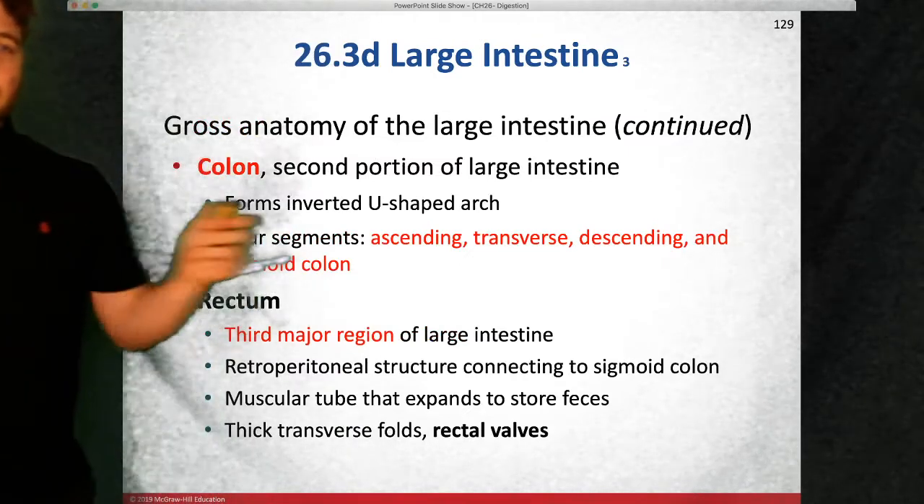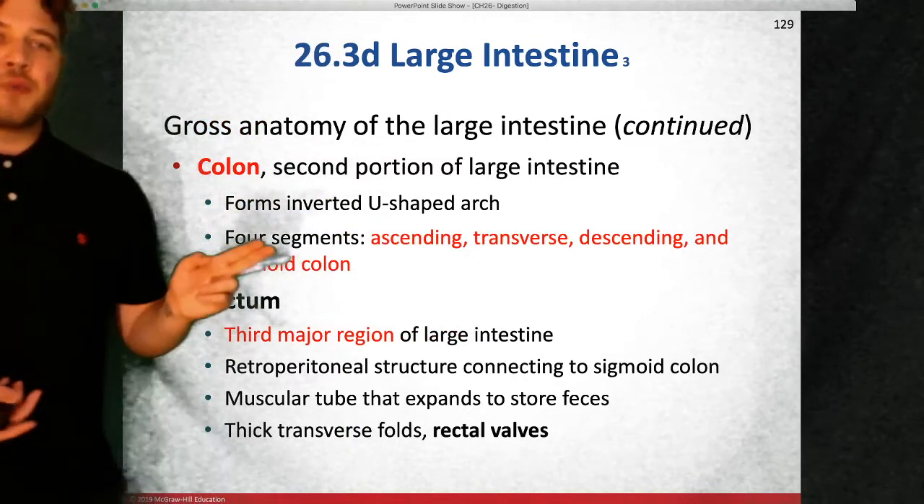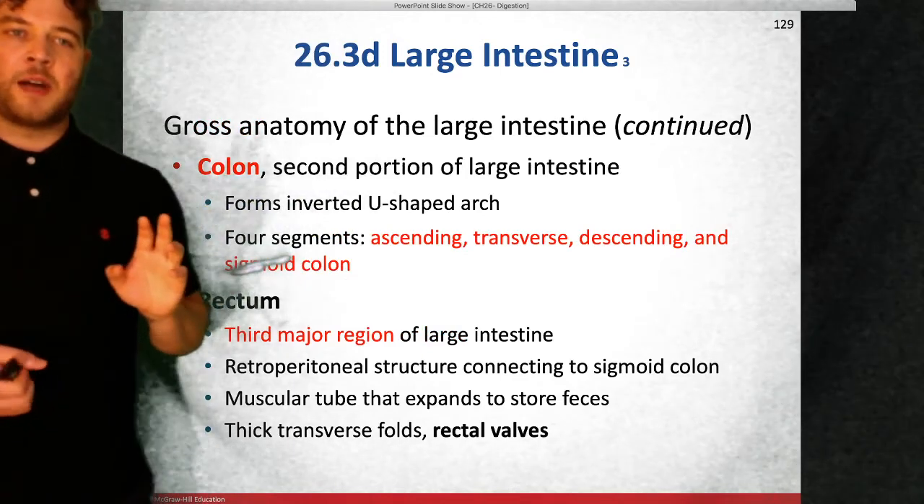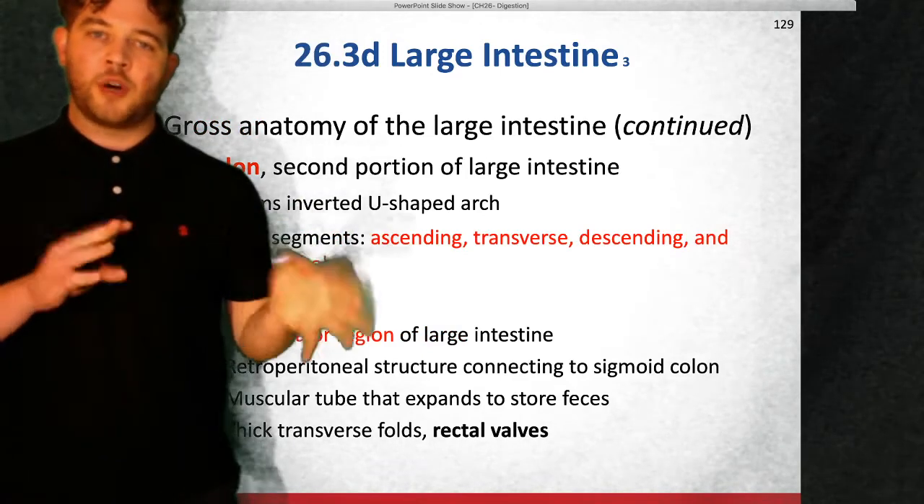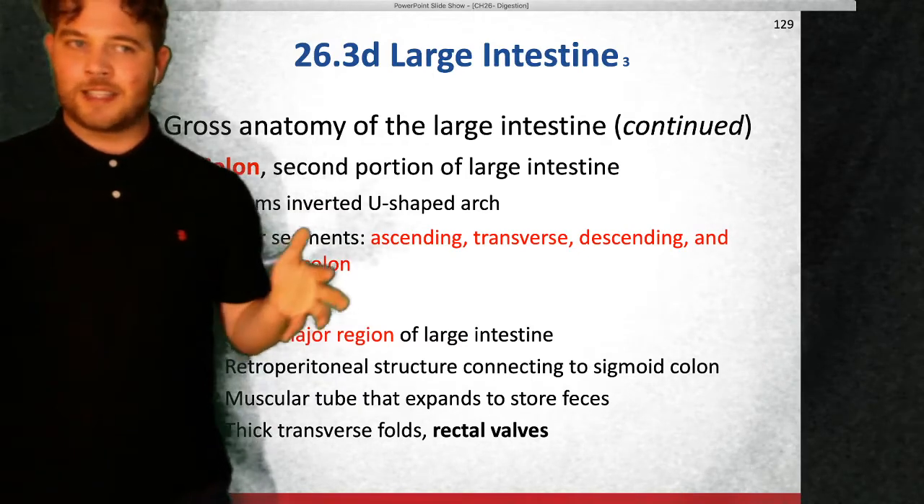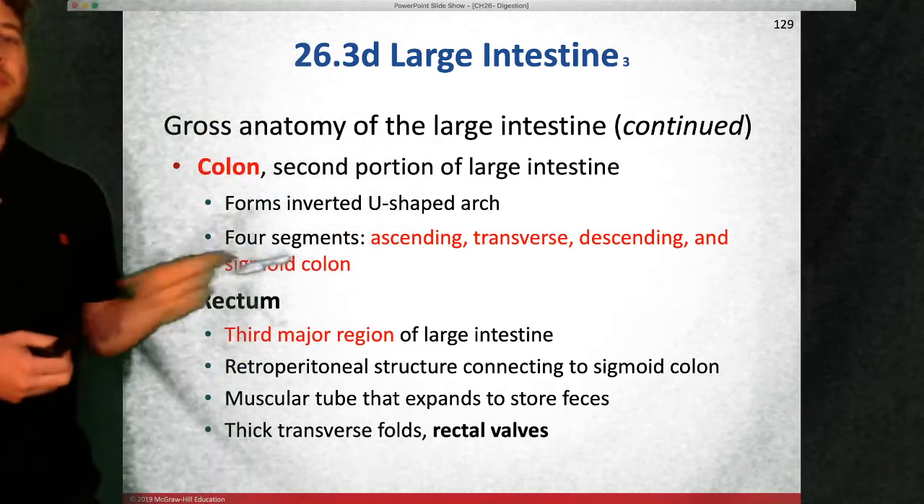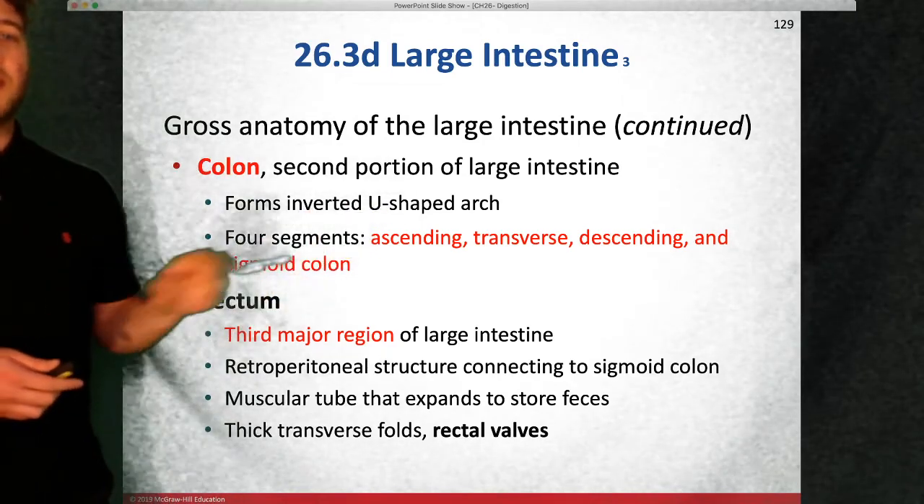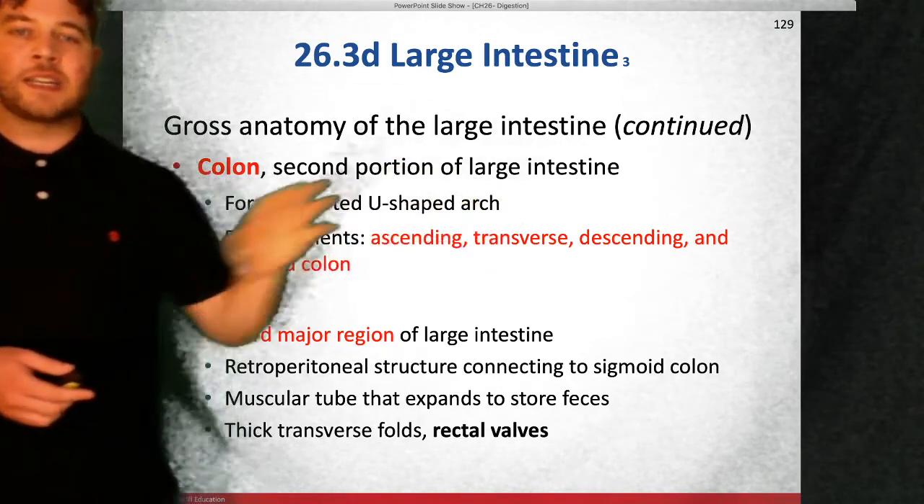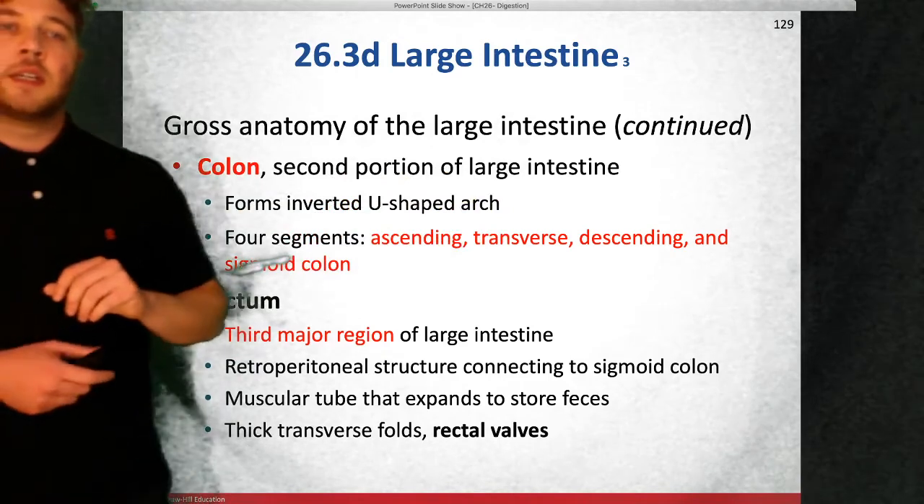The colon is the second part of the large intestine. It has 4 segments, so remember we talked about this in lab. A lot of people will use colon and large intestine interchangeably, and it's not the same. Your colon is part of your large intestine. It forms an inverted U-shaped arch, making up the ascending, transverse, descending, and sigmoid colon.